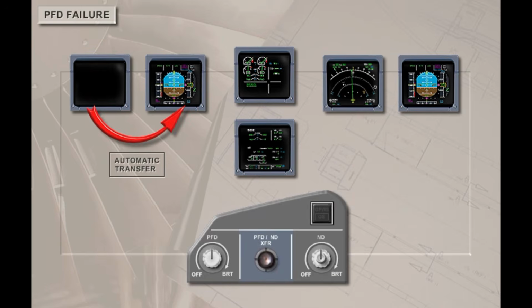If a PFD unit fails or is selected off, it is automatically transferred to the nav display unit. If it is desired to view the nav display, the PFD nav display transfer push button, when pressed, replaces the PFD with a nav display. Pushing it again restores the PFD.